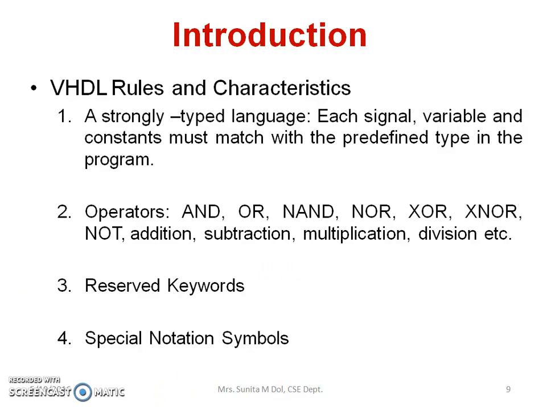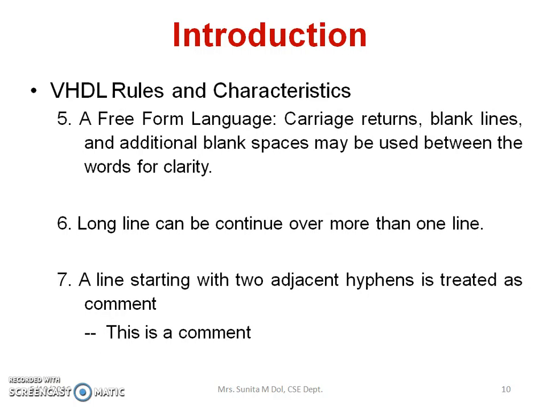Now consider the VHDL rules and the characteristics. VHDL is a strongly typed language. It has some predefined types. Each signal, variable and constant must match with the allowed type in the program. There is also set of operators AND, OR, NAND, NOR, XOR, XNOR, NOT, addition, subtraction, multiplication, division, etc. There are number of the reserved keywords which have specific meaning and these cannot be used for the identifier or as any other name. It is a free-form language.